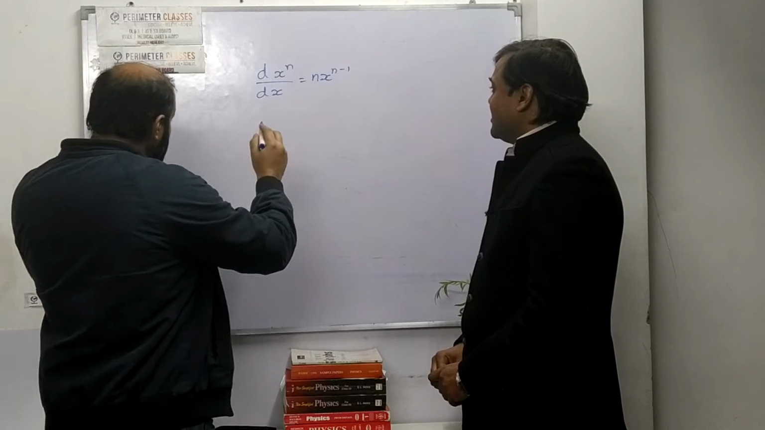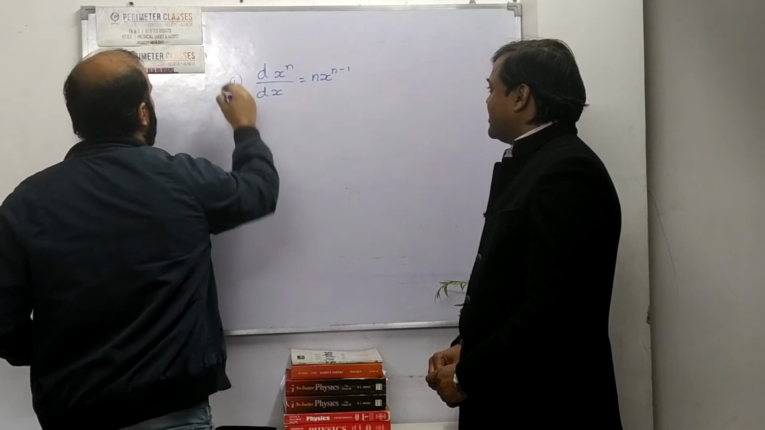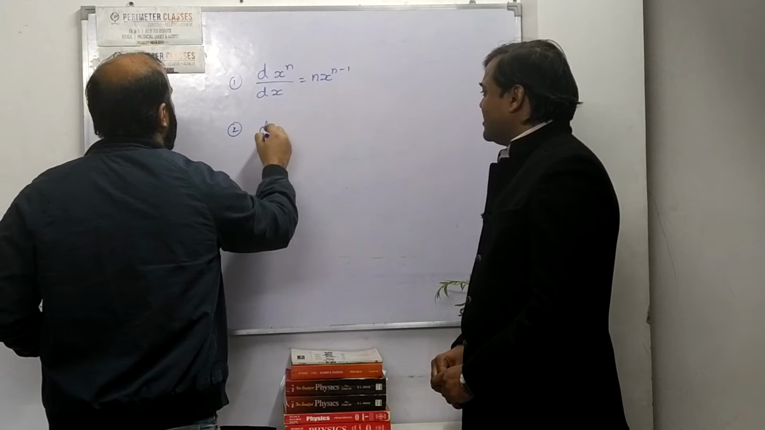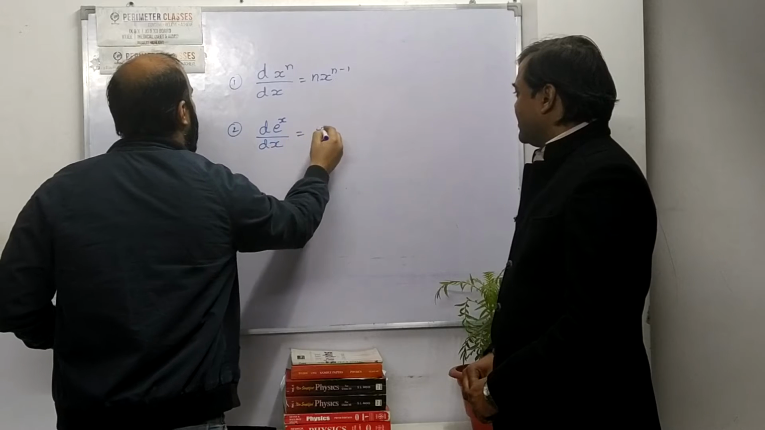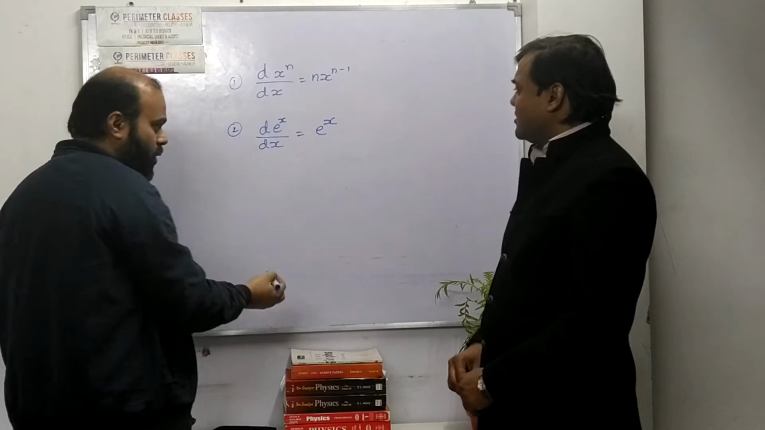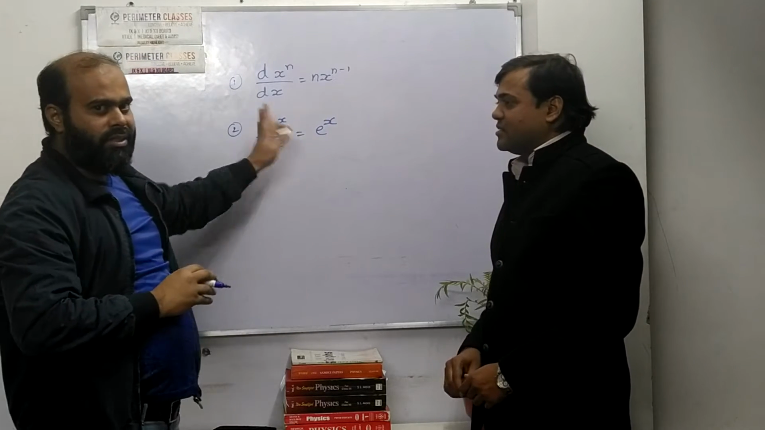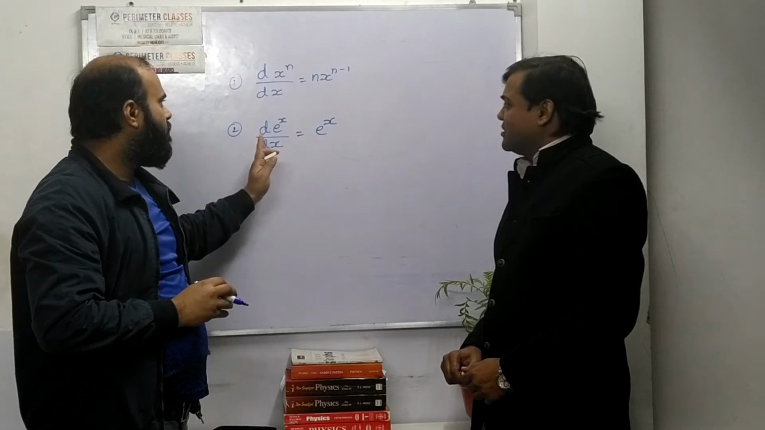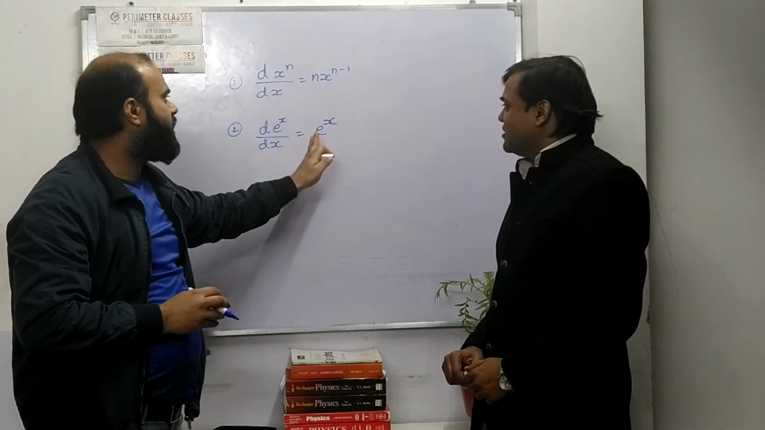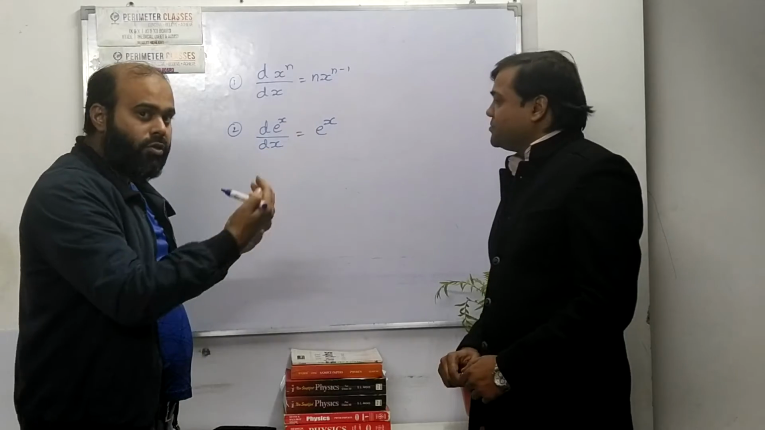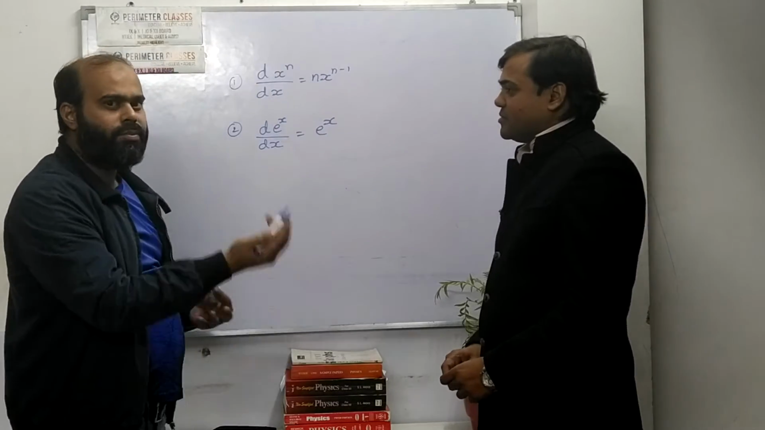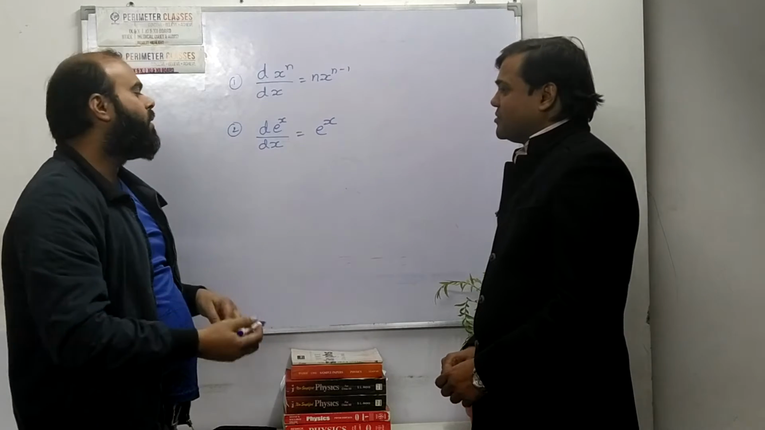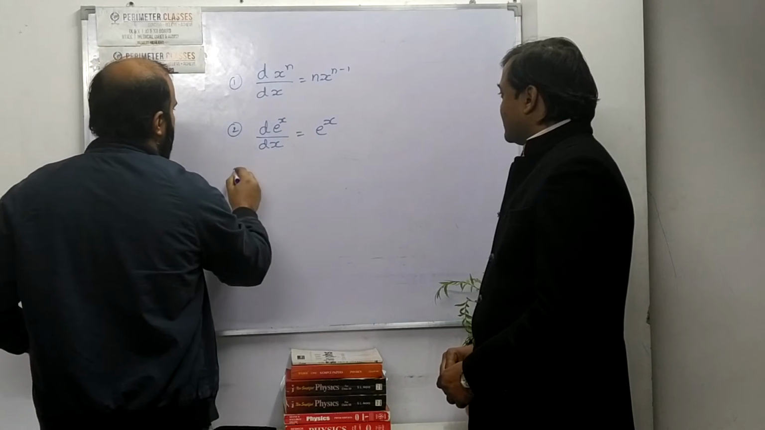Now we have some other formulas also. If we want to find the differentiation of e to the power x, that is actually e to the power x only. And e to the power x is the only function which when differentiated gives the same function, and also when it is integrated it gives the same value, because the inverse process will also give the same result. So this is the second formula.